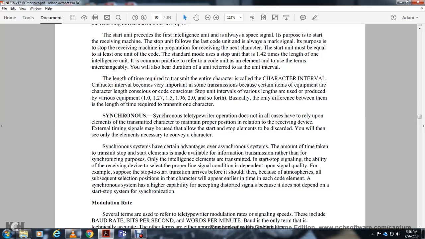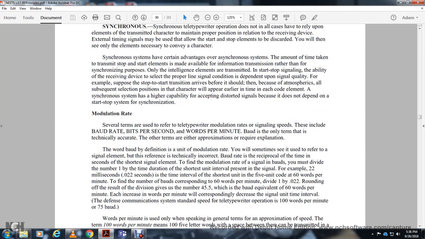For example, suppose that a certain stop transition arrived before it should because of atmosphere. All of the subsequent selection positions of the character will appear earlier in time with each code element. A synchronous system has a higher capability of accepting distorted signals because it does not depend on a certain stop synchronization.